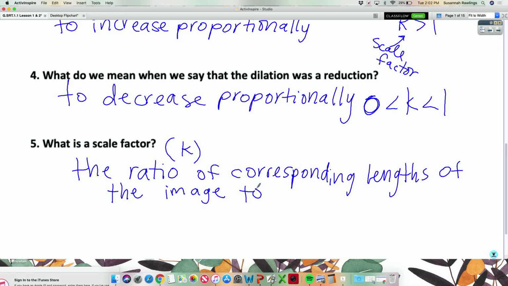You guys remember those words when we talked about transformations? Yeah. Which one is the original? The image or the pre-image? Great. The pre-image. Okay, so you will see scale factors written as a ratio. So it's always the image over the pre-image.